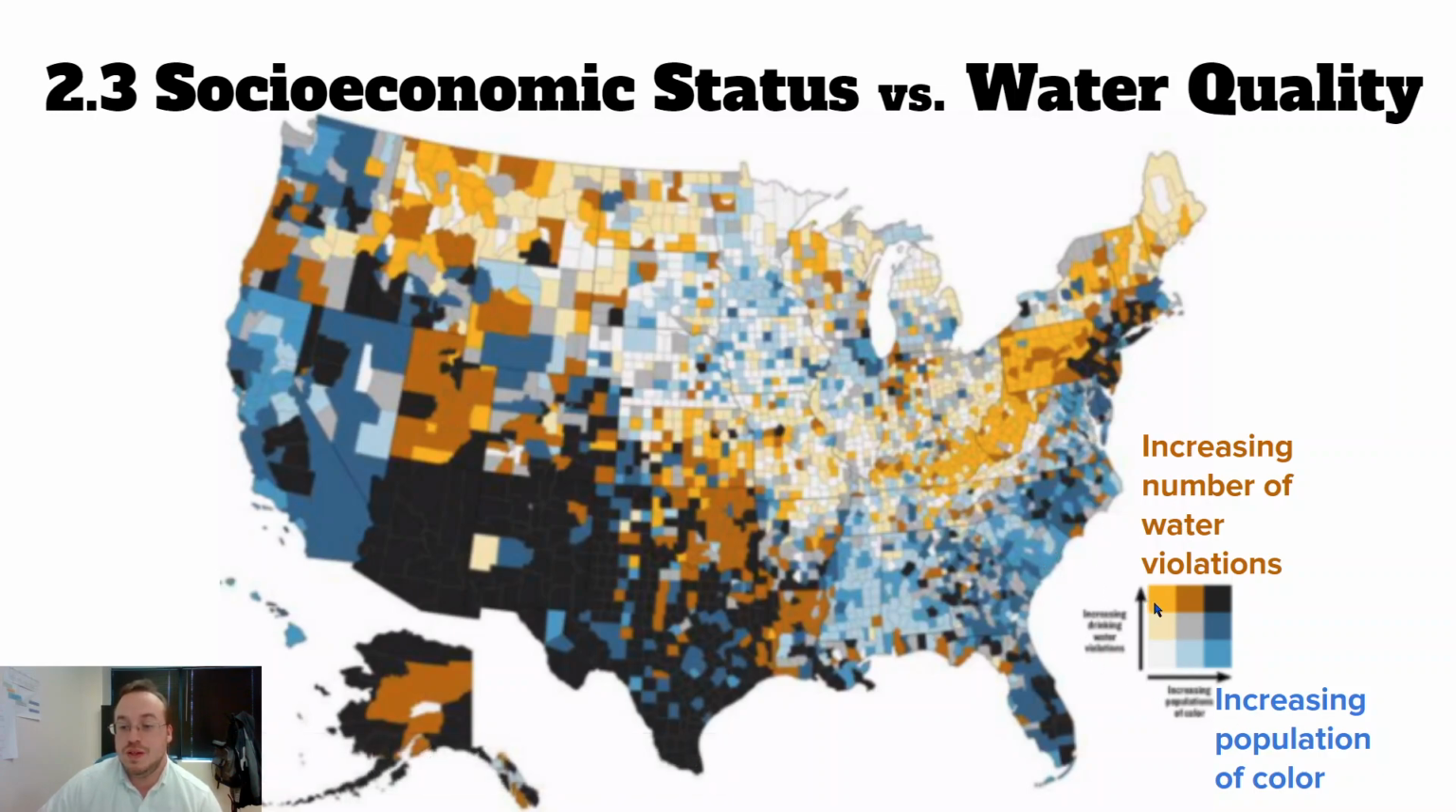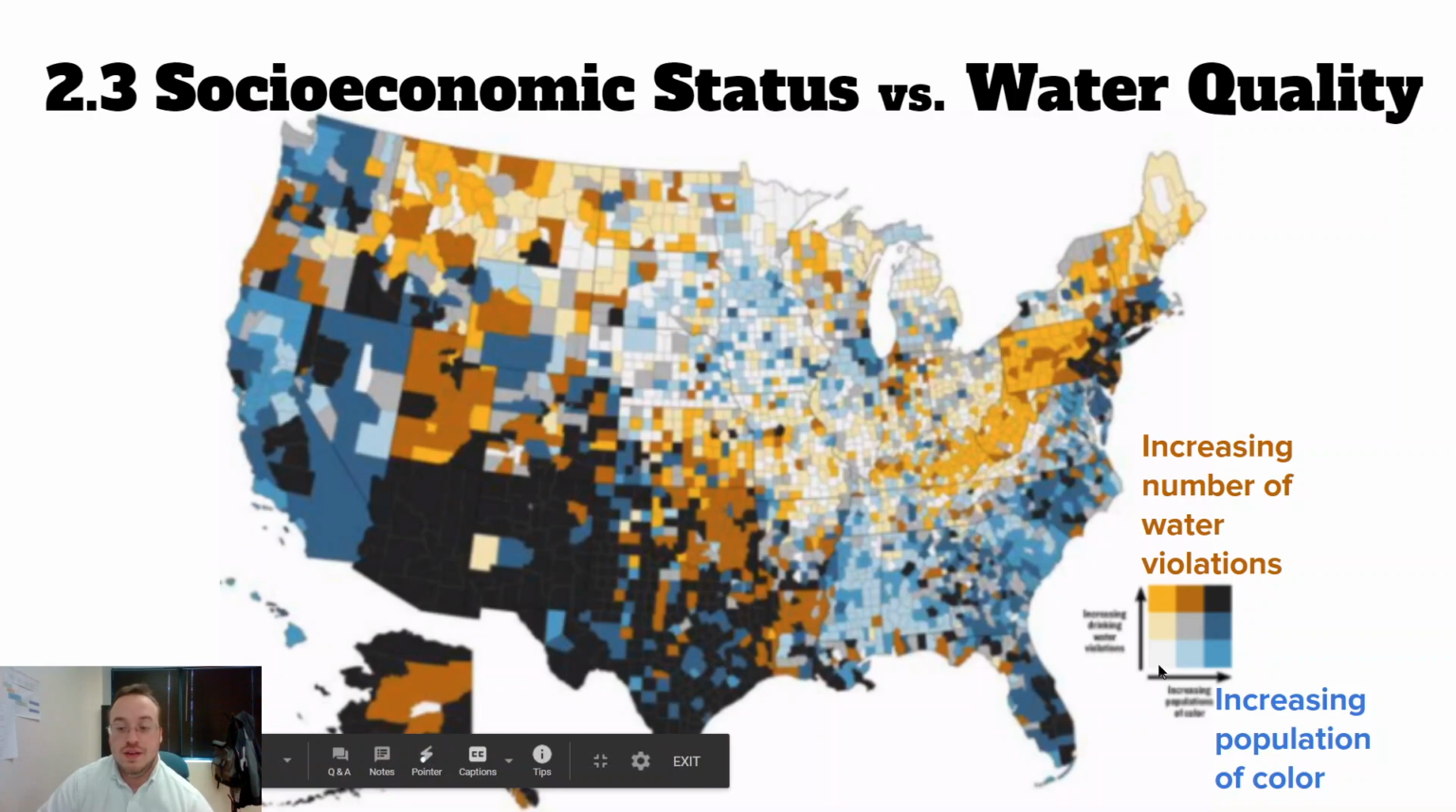So the tan, orange, brown color here to darker black is the increasing number of water violations. So these are reports of water quality laws being broken. The light to blue, and it overlaps to a dark black, show an increase in population of color. That's the words they used, not me. So these are percentage of minorities and percentage of water violations on the same map.